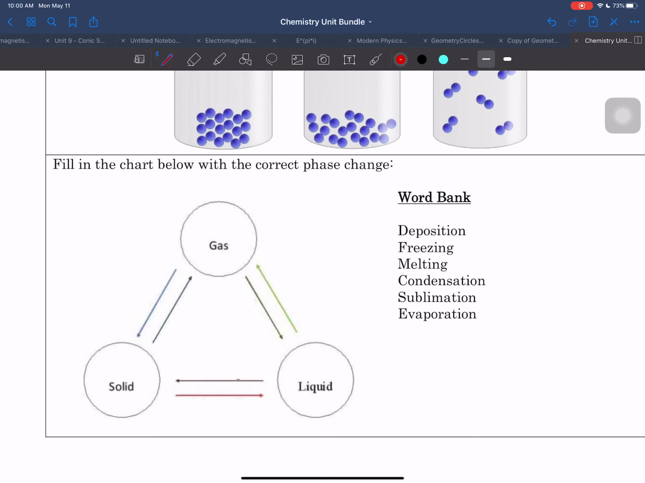We're going to fill in the phase changes below here, and 4 of them you should be familiar with already, I believe. There are 2 new ones that we did discuss, which were deposition and sublimation. We'll get to those in just a bit. Let's go through the easy ones first.